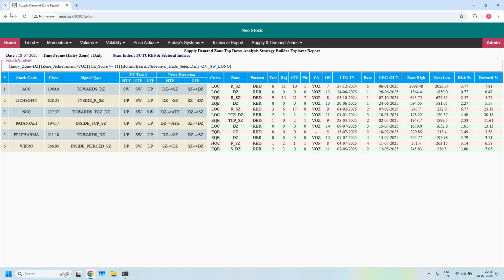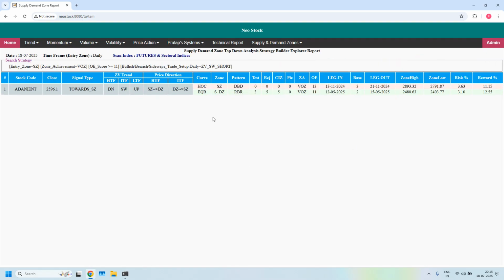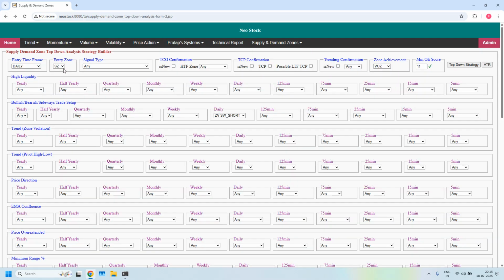Okay, next sideways short trade setup. Daily supply zone, and here sideways short. Let's filter. We got one stock. Entry time frame is a daily supply zone. Next, bullish trade setup, daily demand zone, here bullish, and minimum order enhancer score 12.